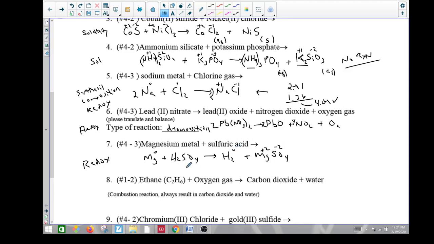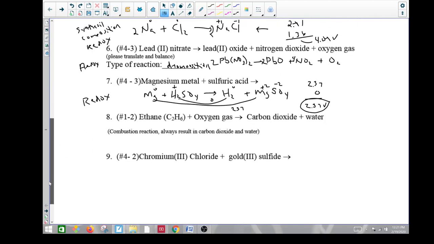These are both now +2 and -2, and no charge. So the half reactions here is magnesium going to Mg2+, and that's 2.37 volts. And oddly enough, hydrogen H+, which you'll find on your ion sheet, going to H2, is 0 volts. So 2.37 volts is what we got. Alright, keep moving along here.